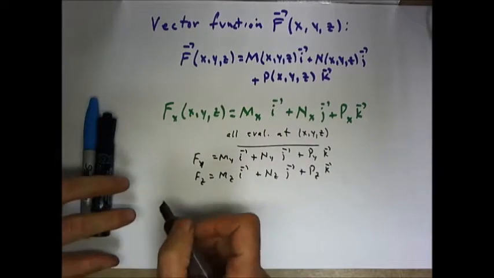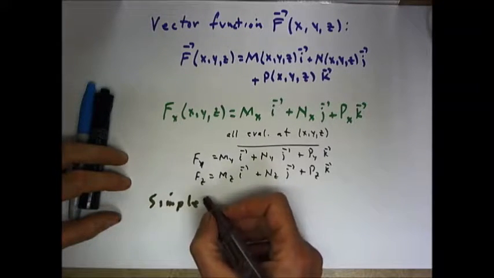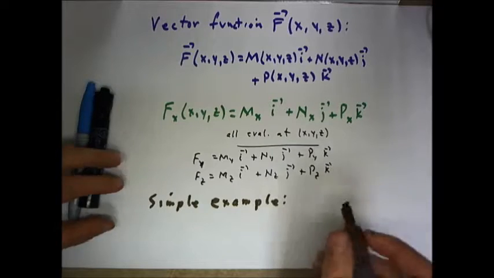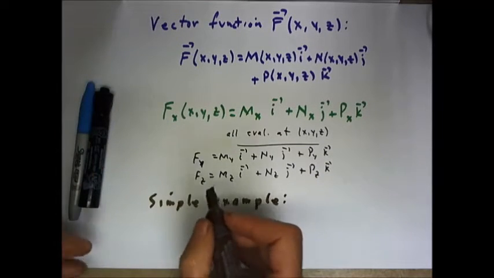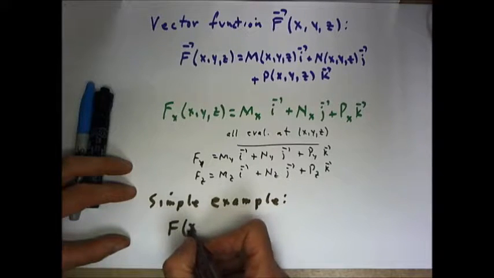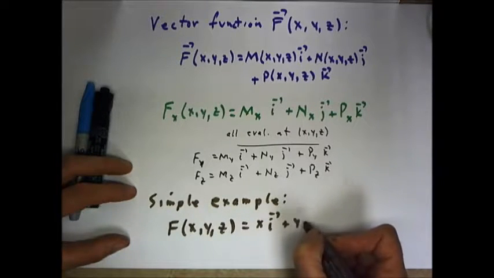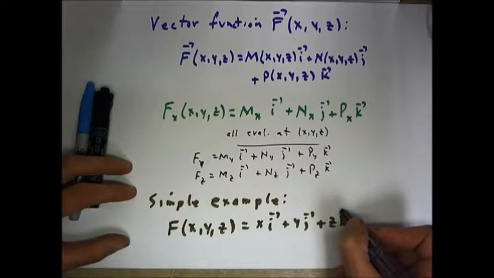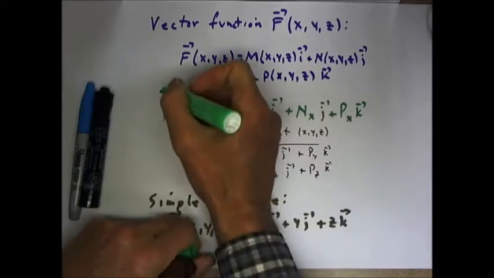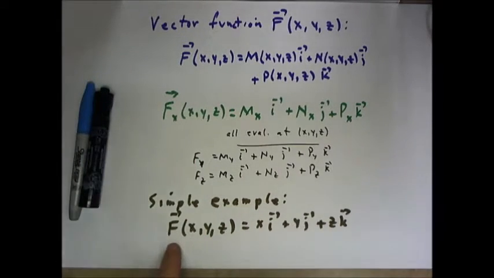A simple example of a vector function that, however, has a couple of important properties related to properties of important functions. Let's just let f of x, y, z equal xi plus yj plus zk. Note that our function up here should have an arrow over it indicating that it's a vector function, and so should this one.